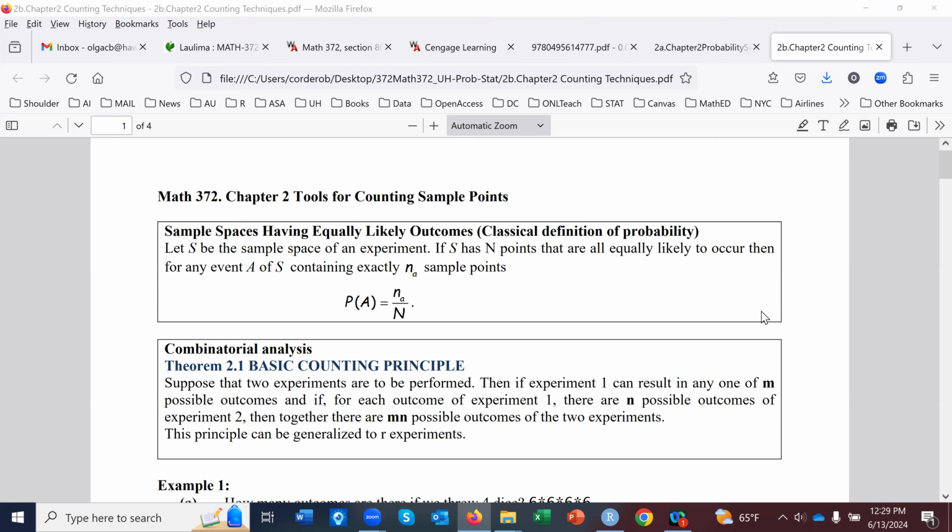You have this handout, of course, on tools for counting sample points, because we learned already before how to get the probability of certain events when we are dealing with equally likely outcomes in the sample space. But sometimes we will need some other techniques. So let's see, the basic counting principle.